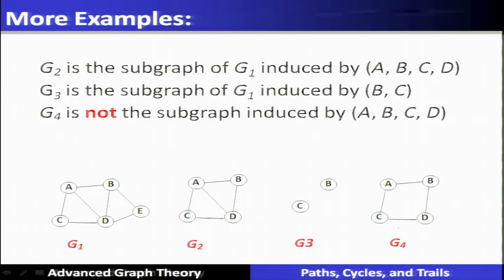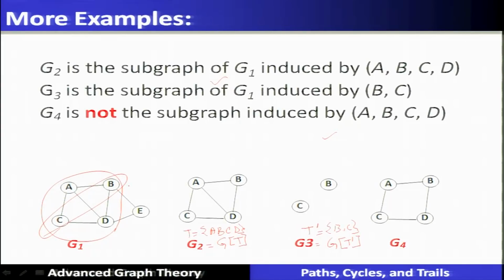There are some more examples to it. There is a difference between the subgraph and the induced subgraph, and this is illustrated in this particular diagram. So here you can see that this whole thing is preserved. So G2 is nothing but an induced subgraph of T, where T is equal to A, B, C, D. And G3 is the subgraph which is induced by, let us say, T prime, and T prime is nothing but B, C.